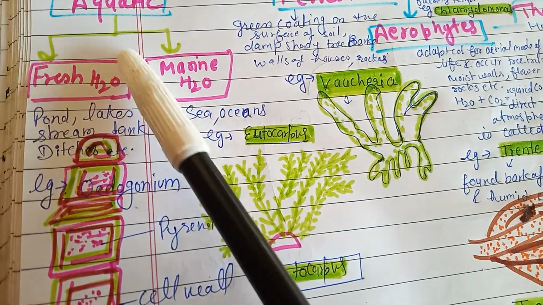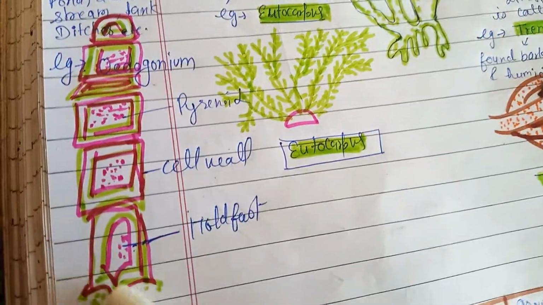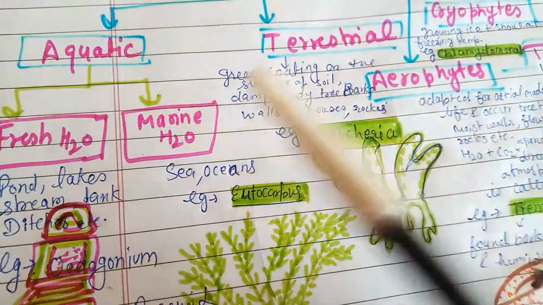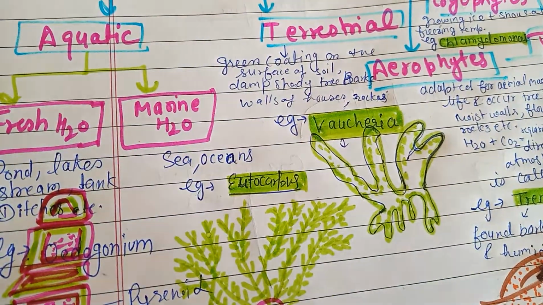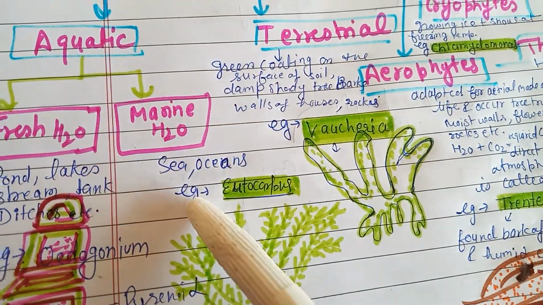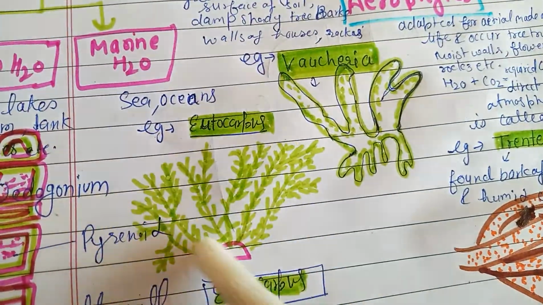Example of freshwater algae, Oedogonium. This is the structure of Oedogonium. Second point is aquatic algae in marine water. They grow in sea and ocean. Example is Ectocarpus. Structure of Ectocarpus.